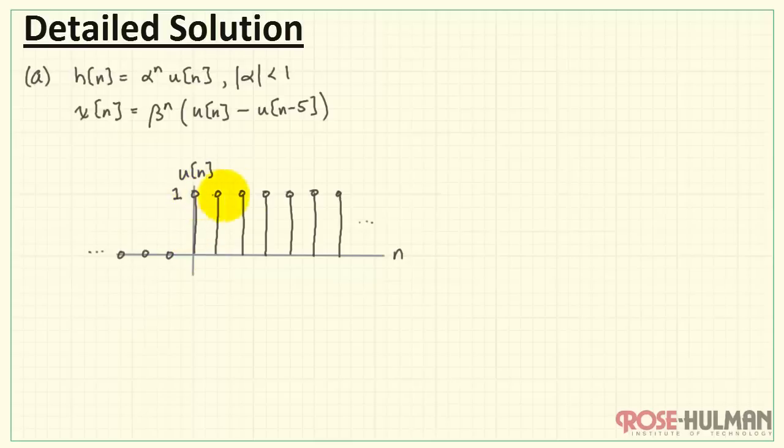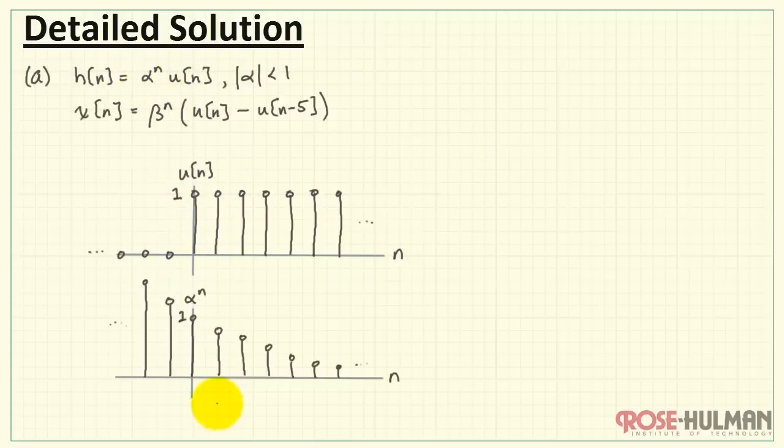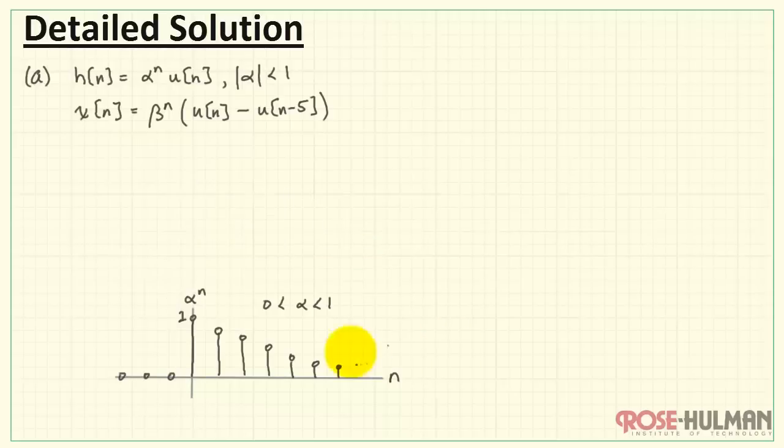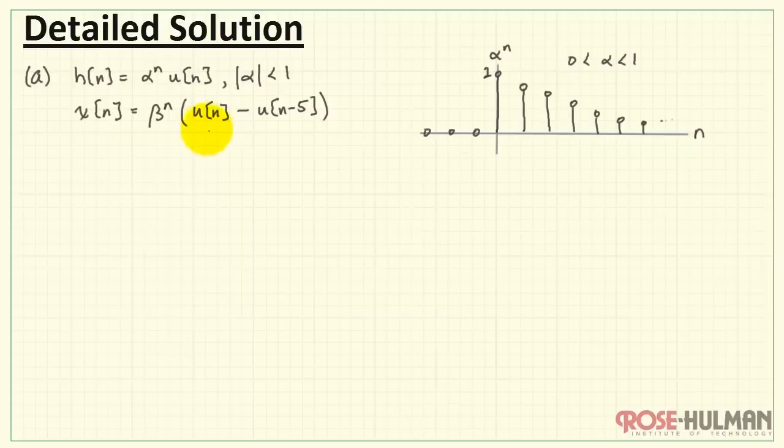I'll begin by coming up with a stem plot for h of n. Now we're really taking the product of two functions, alpha raised to the n, which looks like this, and the step function u of n. I'm specifically drawing for the case where alpha is a positive value between 0 and 1. Now h is actually the product of these two. That means that every place where the step function is 0, then the product is likewise 0. We therefore see that the impulse response is 0 up to time 0, and then it's a decaying exponential after that.